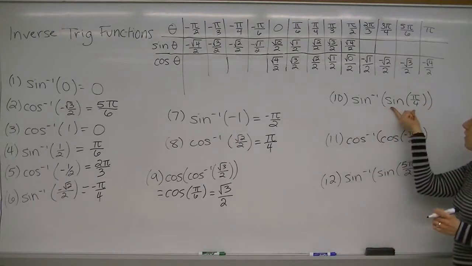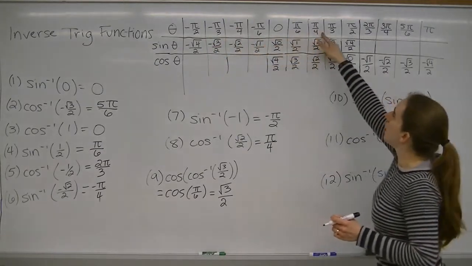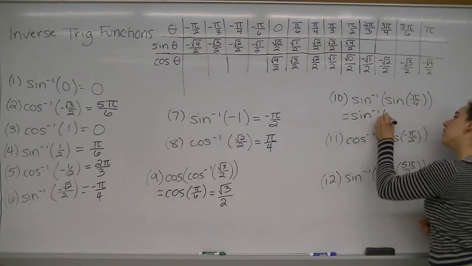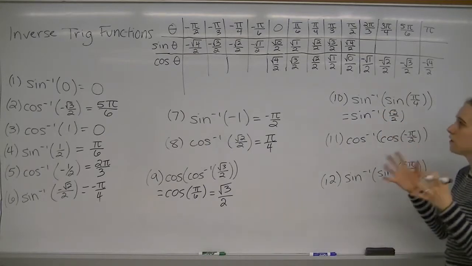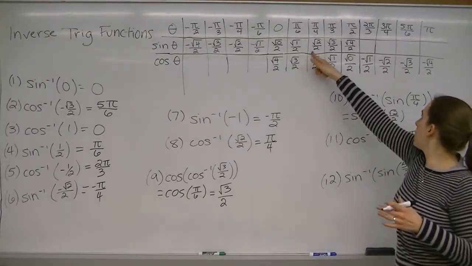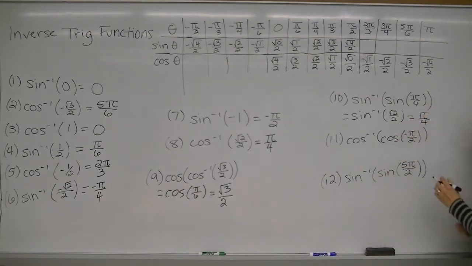So let's work again from the inside out. Sine of pi over 4, so pi over 4 is right here. Sine of that is root 2 over 2. Okay, so now we need to look at our sine row. Root 2 over 2 happens here, and that came from pi over 4. So again, we got the same output that we had as our original input because we're composing a function and its inverse. That's the design of the inverse function, to do that.